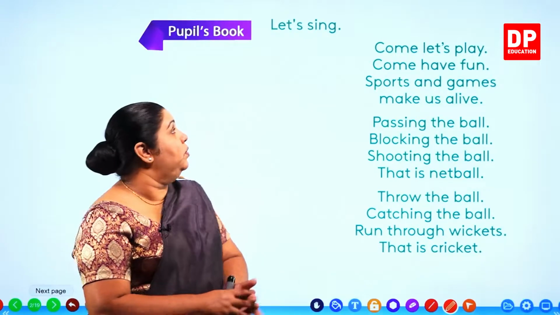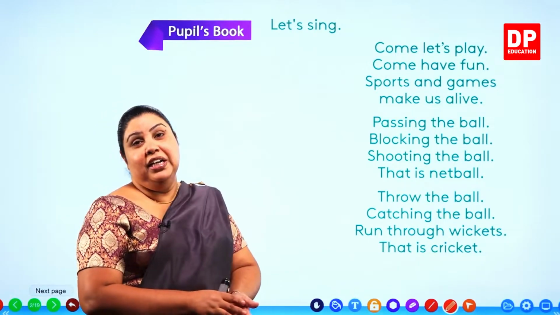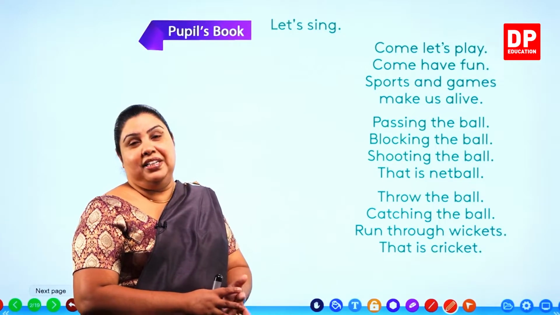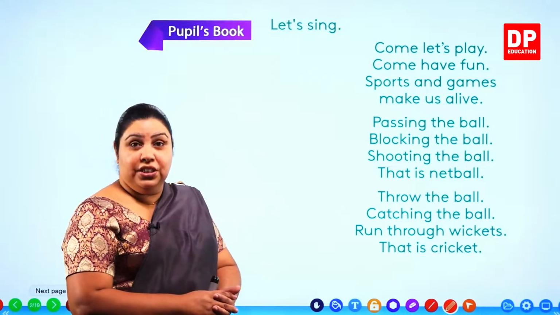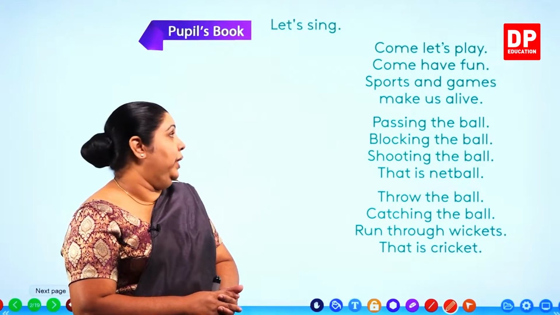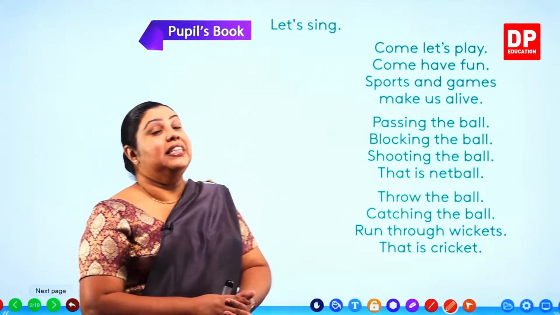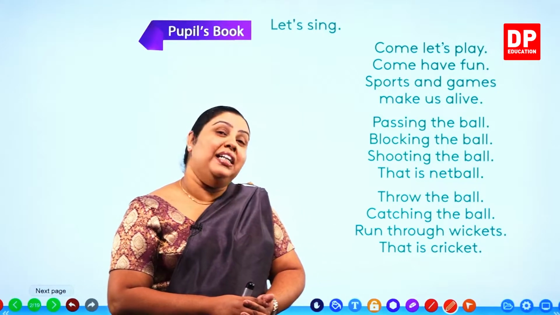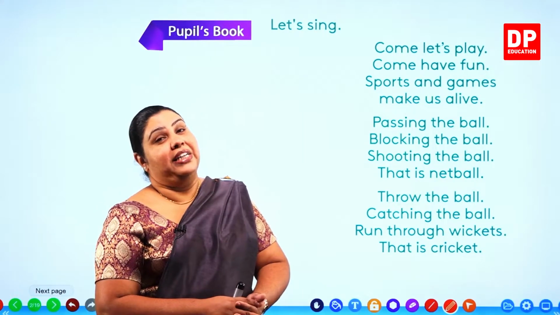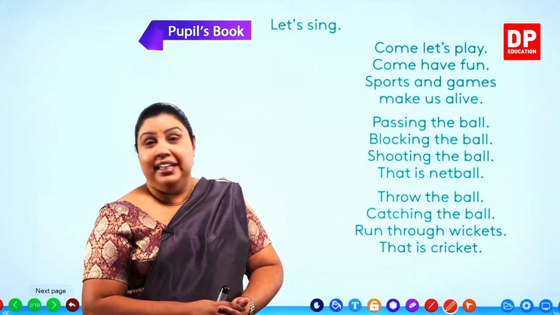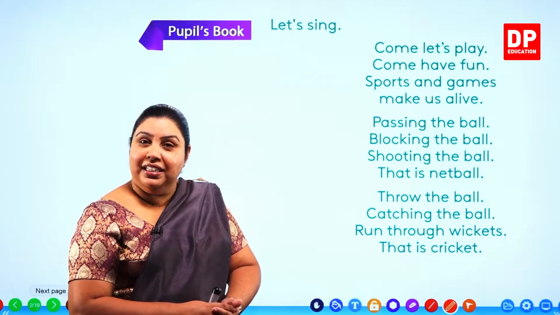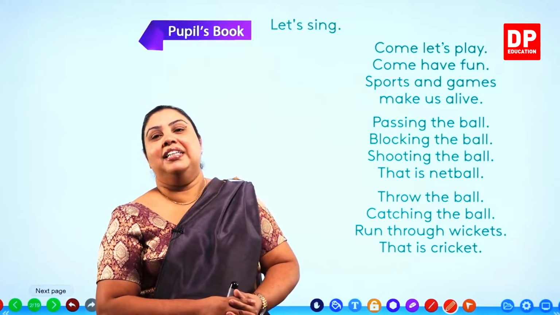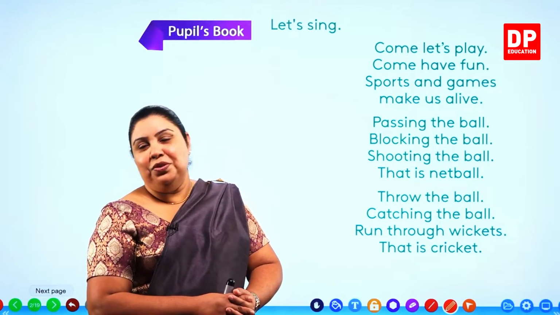So now you have to turn to your pupils book and this is your page. This is what you have to turn to in your lesson today. Right. Let's sing. Now you can sing or else you can say it like a poem. You can recite it like a poem. I know my little girls and boys, you are very good at singing. You all have beautiful voices.